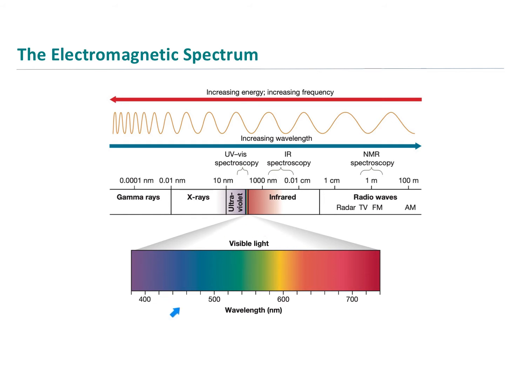So visible light is something that we're really interested in. We'll talk about that with UV-Vis. We'll talk a little bit about ultraviolet light. And then infrared spectroscopy is here in the infrared region. I love this figure because it shows you the UV-Vis spectroscopy here. That's where we're operating. And it shows you the IR spectroscopy here.